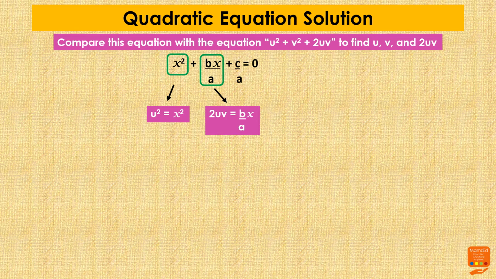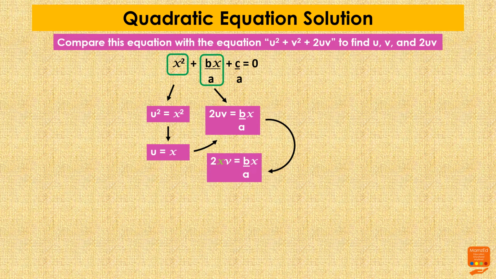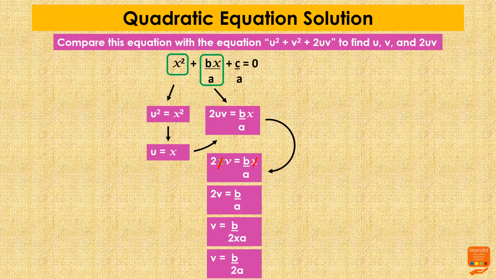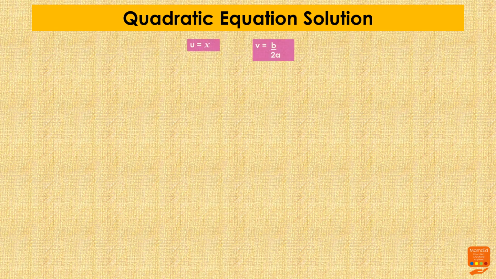So 2uv is equal to bx over a, and we know what the value of u is. The value of u is x, so we replace u with x. So the equation becomes 2xv is equal to (b over a) x. x and x cancel out, and we are left with 2v is equal to b over a. And simplifying this gives us v is equal to b over 2a. So the value of v is actually b over 2a. So now we have determined the values of u and v. The value of u is x and the value of v is b over 2a.